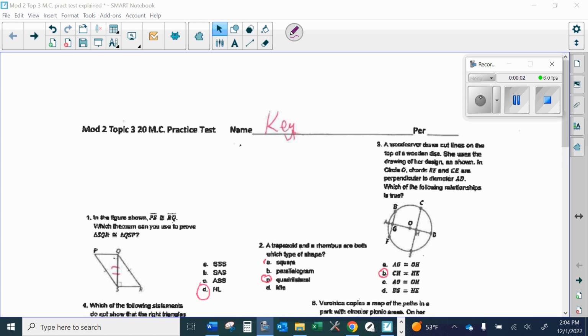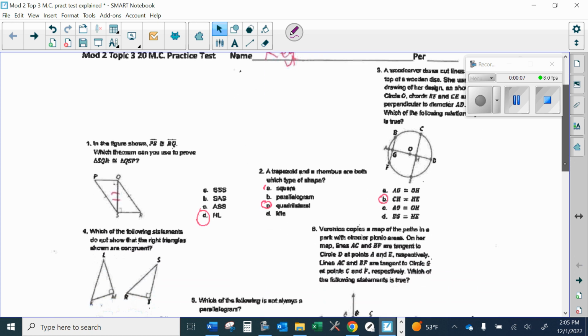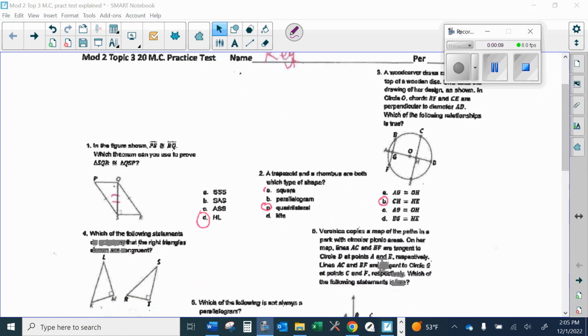Okay, students, we're going to go over your multiple choice practice test here, specifically for those who might have been absent. Okay, in the figure, I can't even read that.